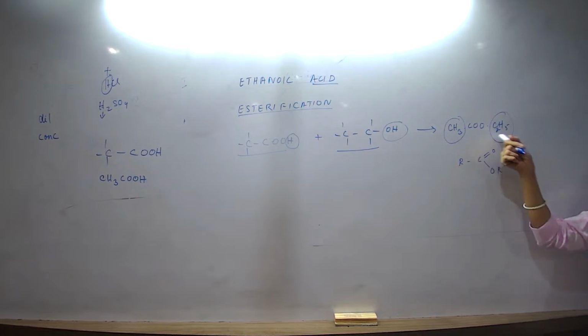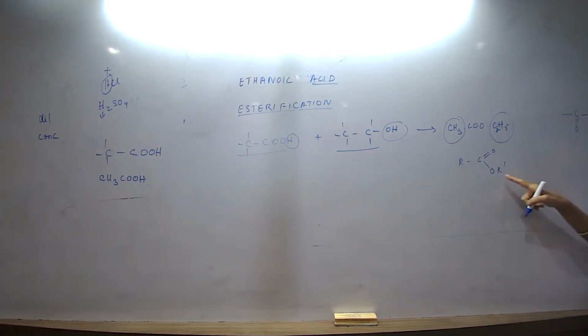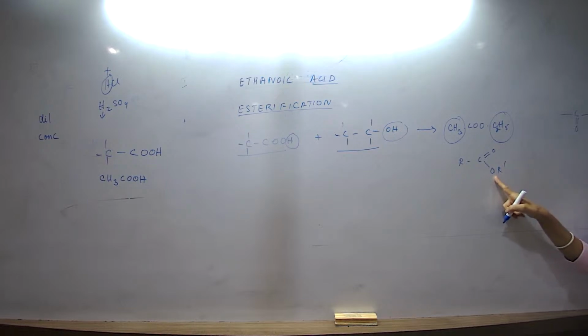What is a ketone? A ketone is C double bond O. This is a ketone. And this is an ester. Do you understand? This is a functional group. Ester is also a functional group which is not given in your textbook. In the small table of functional groups they have given ketone but they have not given ester. So this is your ester.